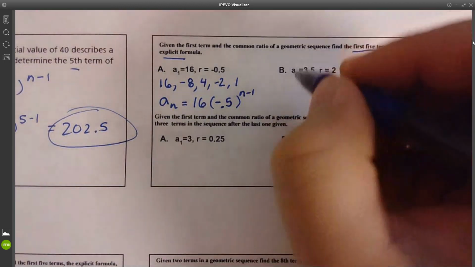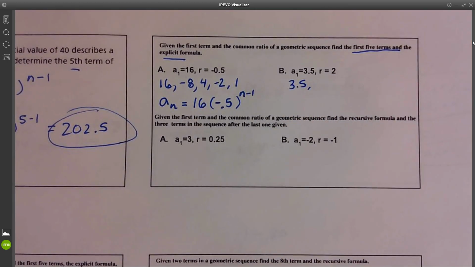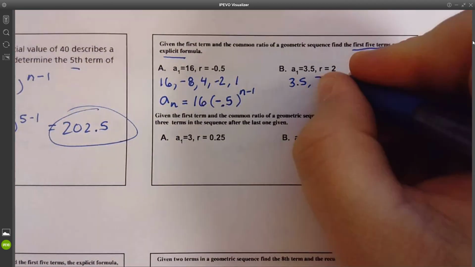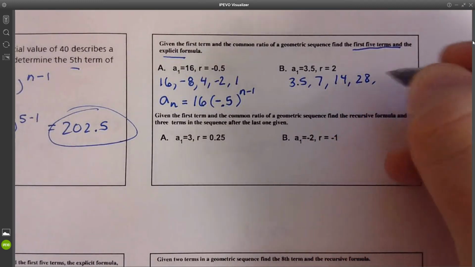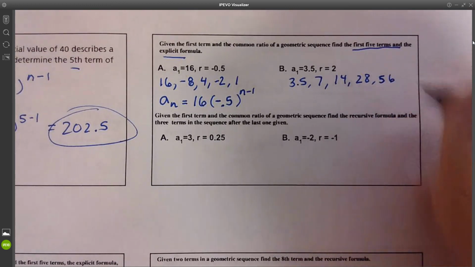The next one, 3.5. Our ratio is 2, so the next one would be 7, 14, 28, and is that 52? 56. Just kidding.